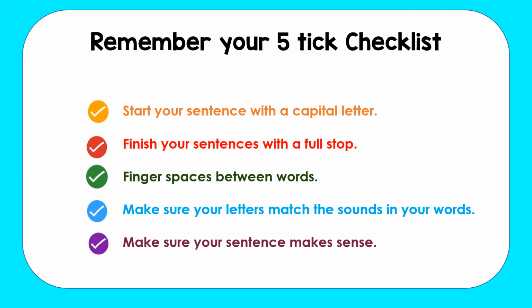Now we've finished our writing, it's time to read over it and check that we haven't made any errors. So let's use my 5-tick checklist to help us. First of all, did you start your sentences with a capital letter? Did you finish your sentences with a full stop? Did you leave finger spaces between your words? When you're reading your words, do your letters match the sounds in your words? If you're not sure of a word, go ask a family member to help you. And lastly, let's read your sentences. Do they make sense? Have I missed out any words?